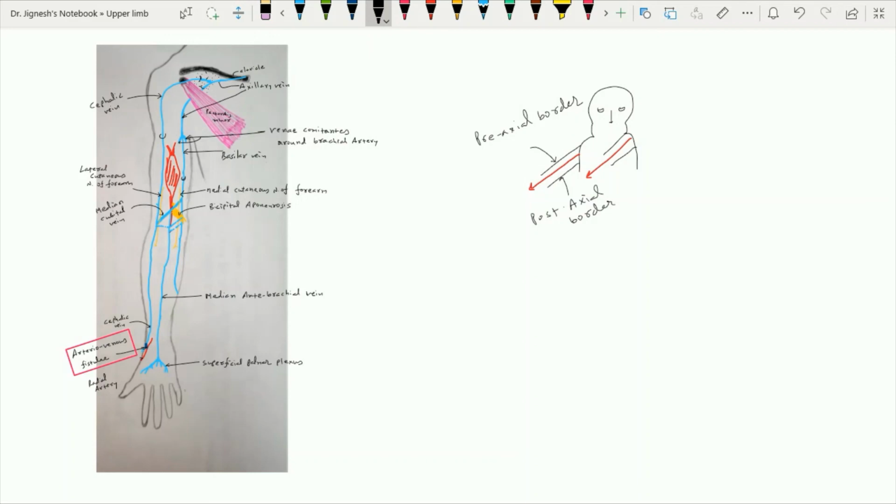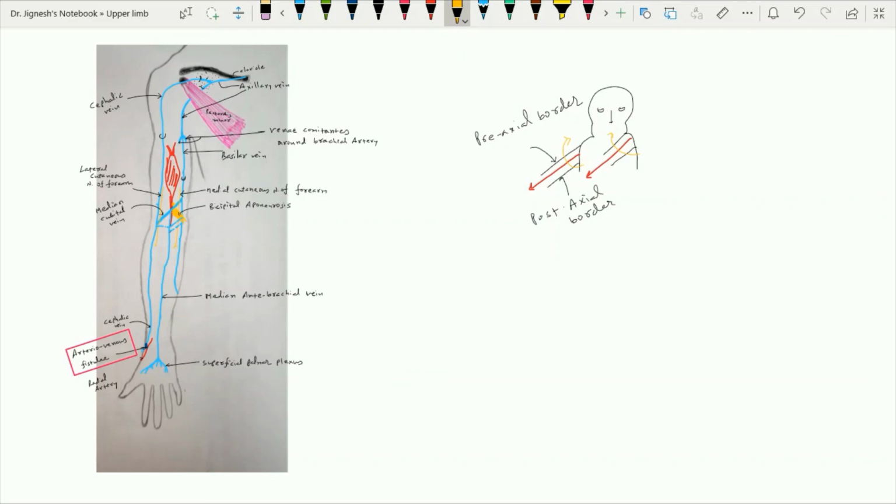Now with the rotation of the upper limb 90° towards the lateral side, the preaxial border moves towards the lateral side and the postaxial border moves towards the medial side, and that's why the lateral aspect of the upper limb is the preaxial part, while the medial part of the upper limb is the postaxial part, and that is the reason the radius is the preaxial bone and the ulna is the postaxial bone.